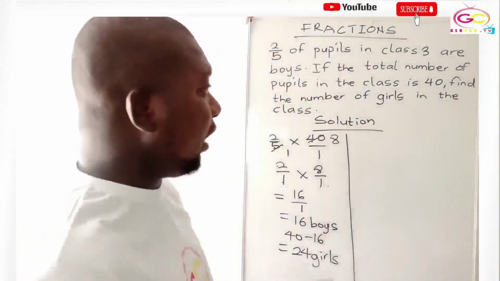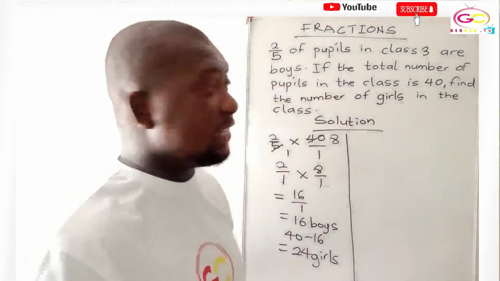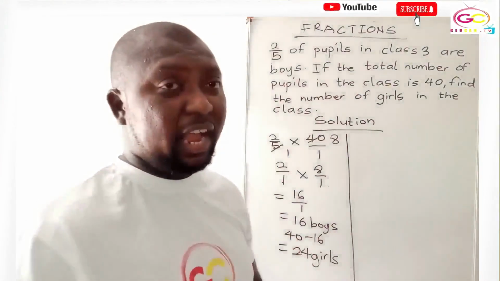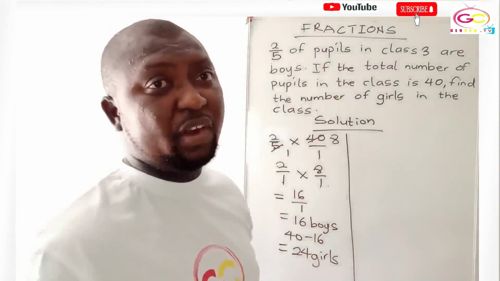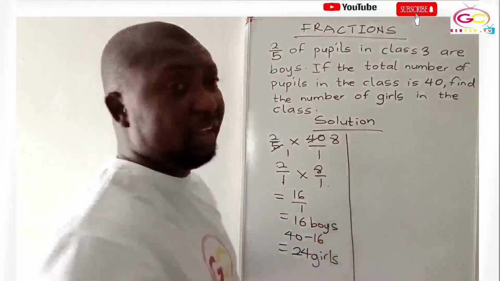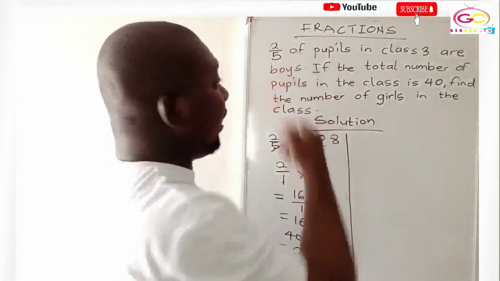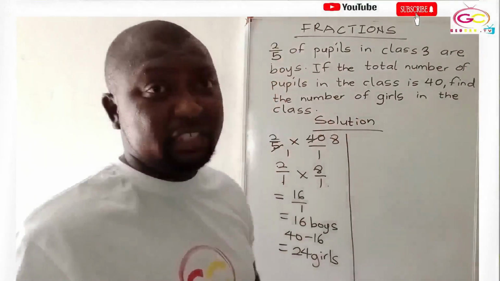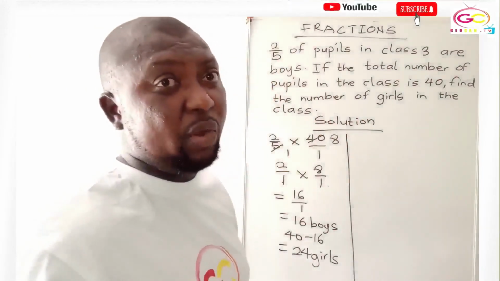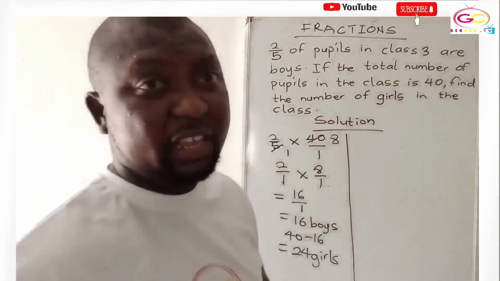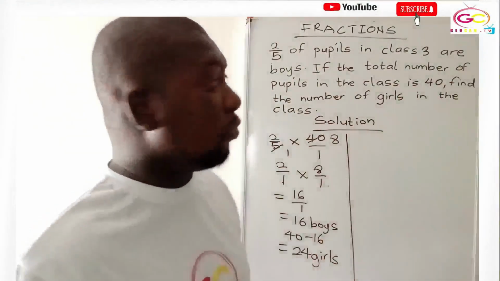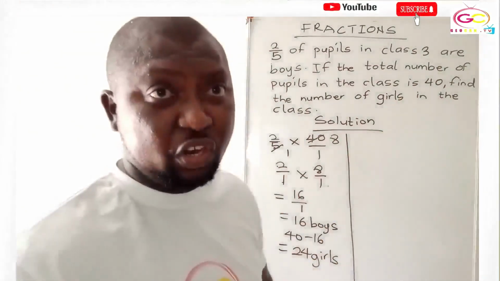Welcome back. Now we are going to use the second method in tackling this question. As I did say, with the second method, we are going to find the fraction of girls. It's easy to find since we know the fraction of boys. Then when we find the fraction of girls in the class, we multiply it with the total number of pupils. How will we know the fraction of girls?